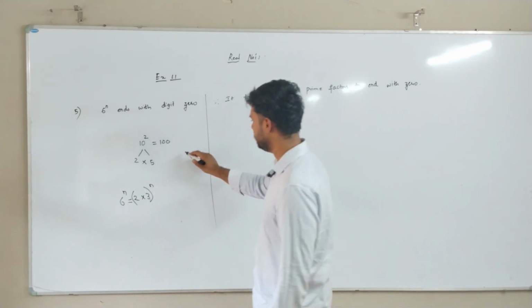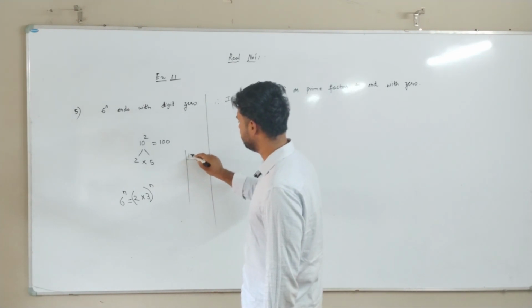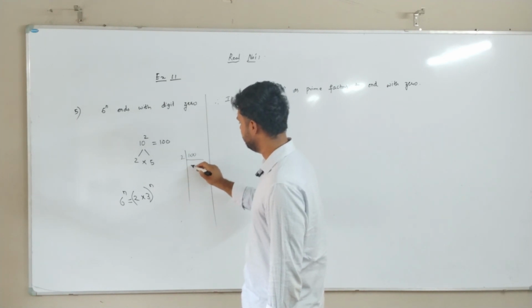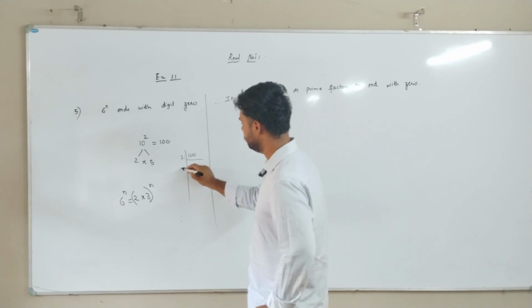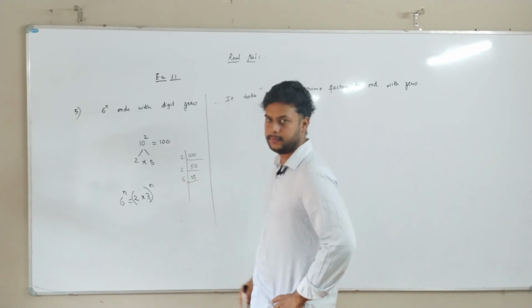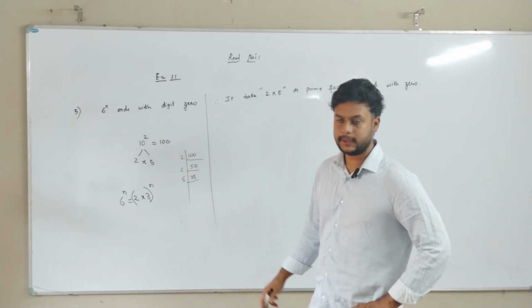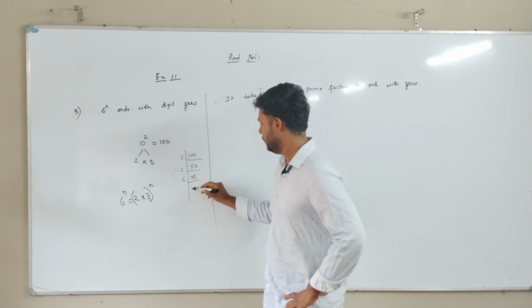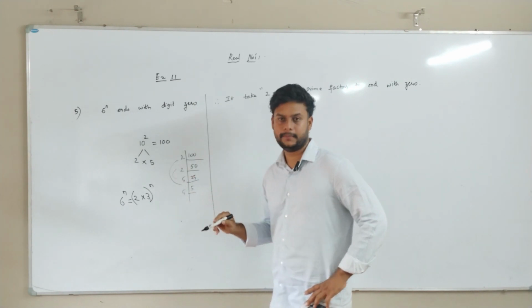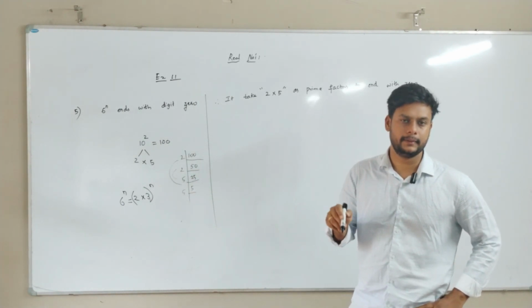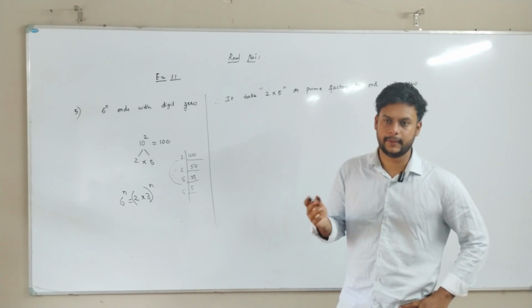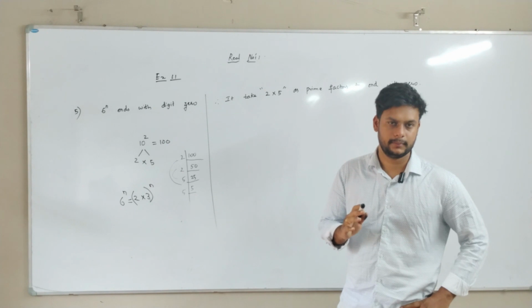Example, 100 also I will do. 100 prime factors: 2, 50. Again 2, 25. Now see, 5 came. Again 5, 5. So you will see 2 and 5, 2 and 5. Whenever you see 2 and 5, that means it ends with 0. If you don't see 2 and 5, it is not ending with 0. Easy?